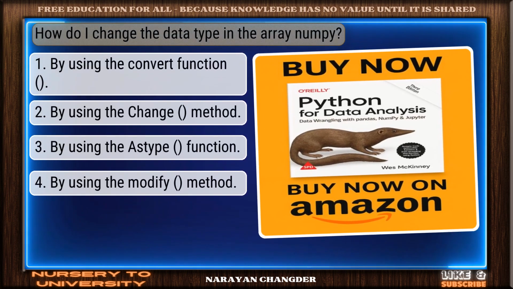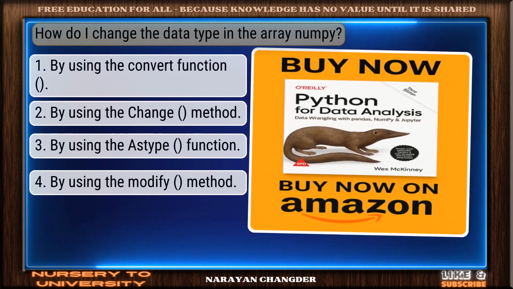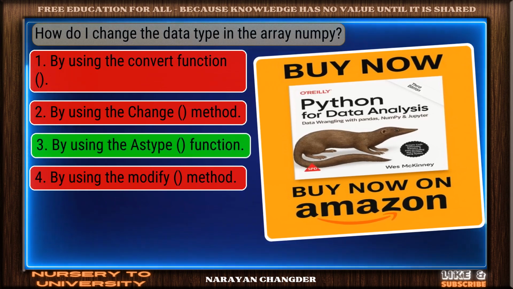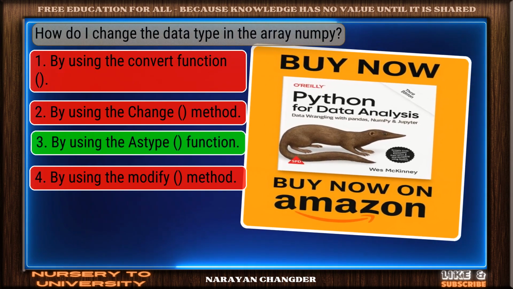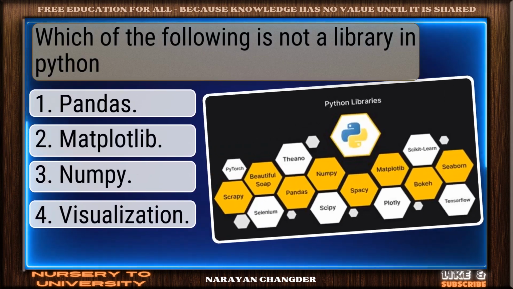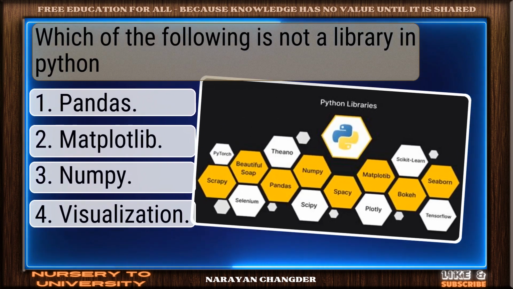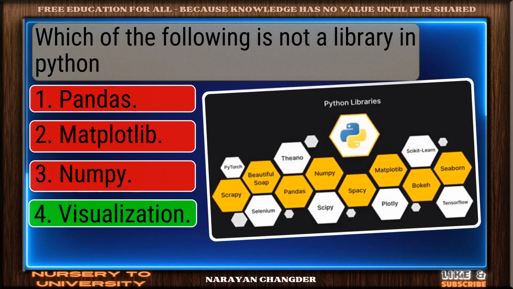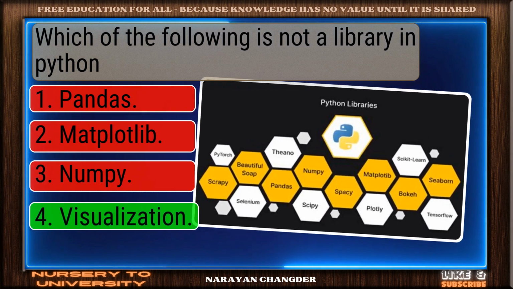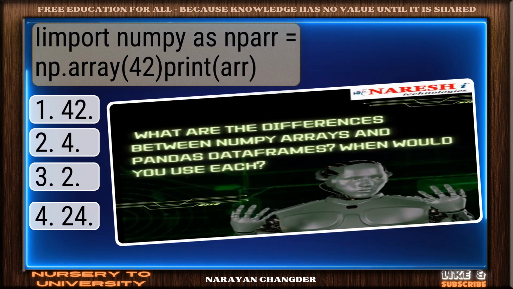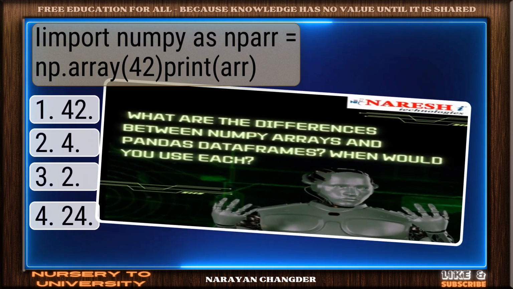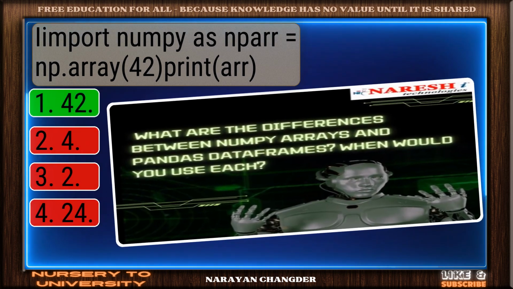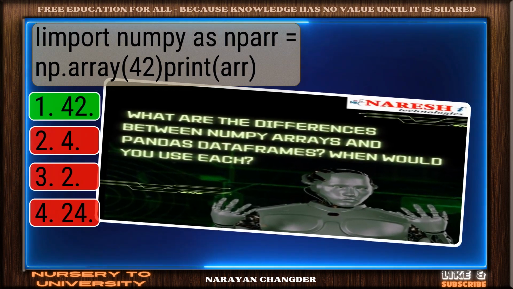Question number 33. How do I change the data type of a Numpy array? You chose using the astype function, and it is correct. Question number 34. Which of the following is not a library in Python? Strong choice. Visualization is the right answer. Question number 35. import numpy as np, arr = np.array, print arr. Exactly. 42 makes sense and it is the right choice.